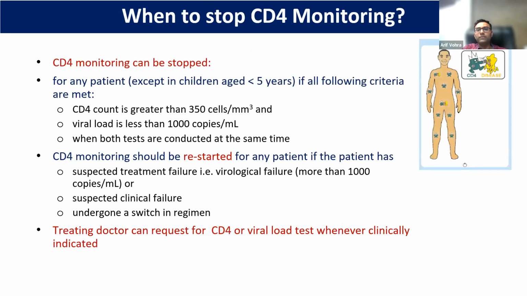Now, when to stop CD4 monitoring? Generally, we go for CD4 count monitoring every 6 months. We can stop CD4 monitoring for any patient who is more than 5 years of age and who has a CD4 count more than 350 cells and a viral load less than 1,000 copies per ml. These two things, CD4 count and viral load, need to be done at the same time. So any child more than 5 years of age, whose CD4 count is more than 350 cells and viral load less than 1,000, we can stop CD4 monitoring.